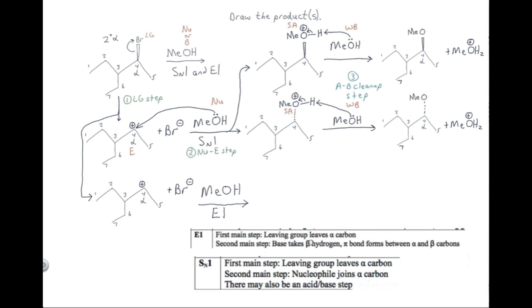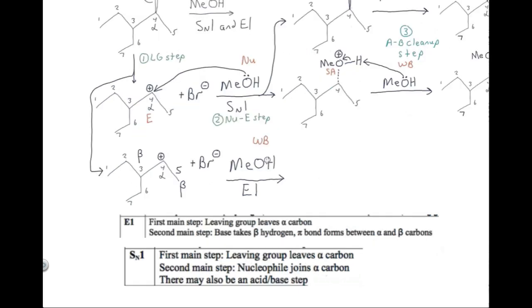Remember that that's going to be this step where the base takes the beta hydrogen and the pi bond forms between alpha and beta carbons. We expect to use this alcohol as our weak base. But notice that there are two beta carbons, and those two beta carbons clearly have different connectivity. You can see that because, for example, beta carbon 5 is directly attached to 3 hydrogens, but beta carbon 3 is directly attached to only 1 hydrogen. That's enough to make it plain that these two beta carbons have different connectivity, so we expect them to give us different products. So we're going to have to draw two E1 mechanisms, once using carbon 5 and once using carbon 3. Let's start by using carbon 5.